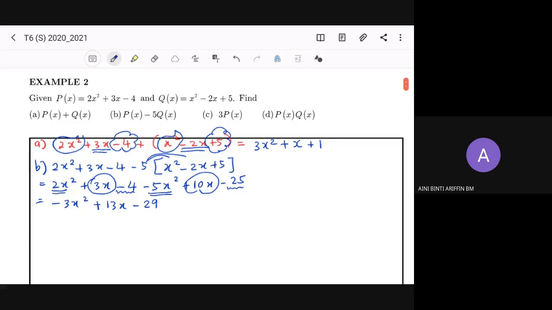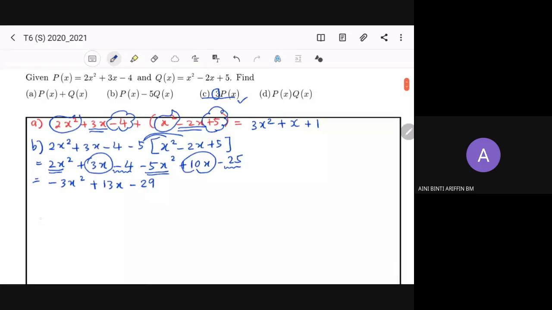Next, for part C, 3 times px means we need to multiply every term of px by 3. Okay, C saya tak tunjuk lah. Okay, saya akan tunjuk the last one. Part D, px times qx. So we write px, 2x squared plus 3x minus 4, and then times qx, x squared minus 2x plus 5.